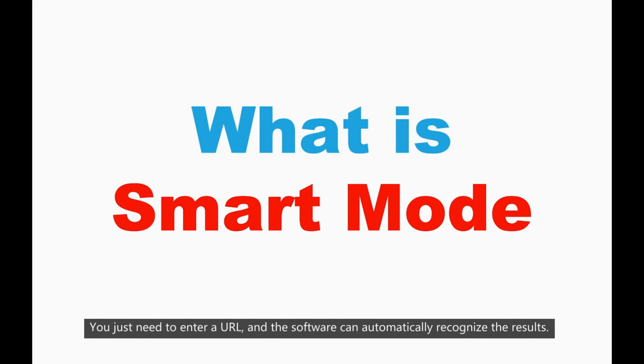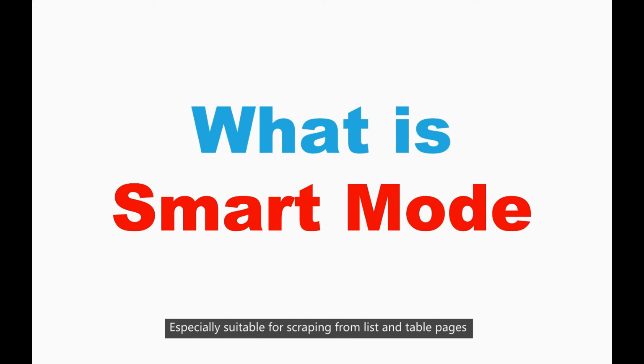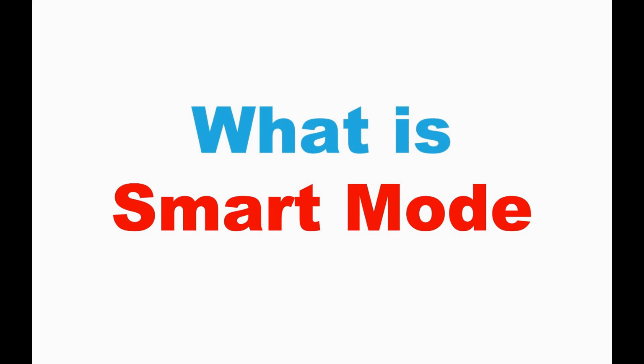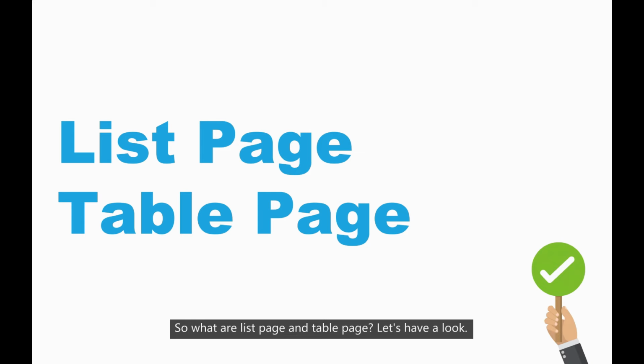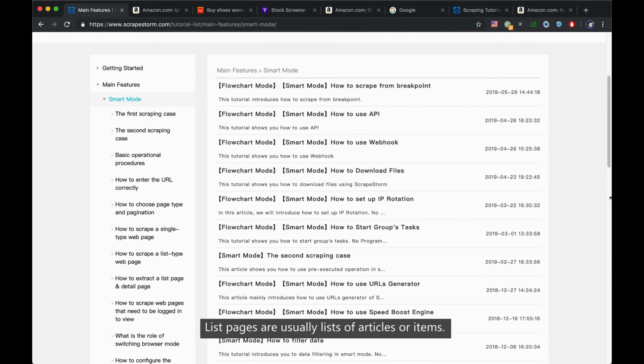You just need to enter a URL, and the software can automatically recognize the results, especially suitable for scraping from list and table pages. So what is a list page and a table page? Let's have a look. List pages are usually lists of articles or items.